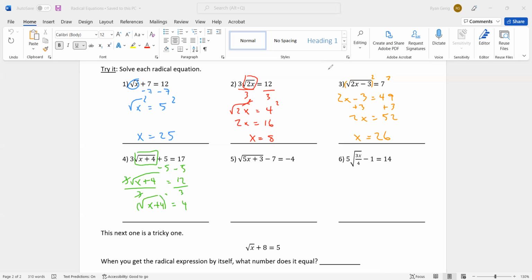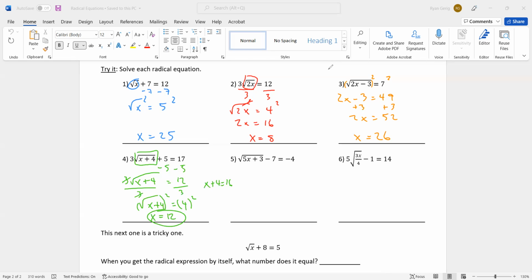Now I get rid of the radical by squaring both sides. I get x plus 4 equals 16. Subtract 4, I get x equals 12. 12 plus 4. Notice I'm verbally checking it right now. You should be mentally checking it. 12 plus 4 is 16. 16 square root is 4. 3 times 4 is 12. 12 plus 5 is 17.